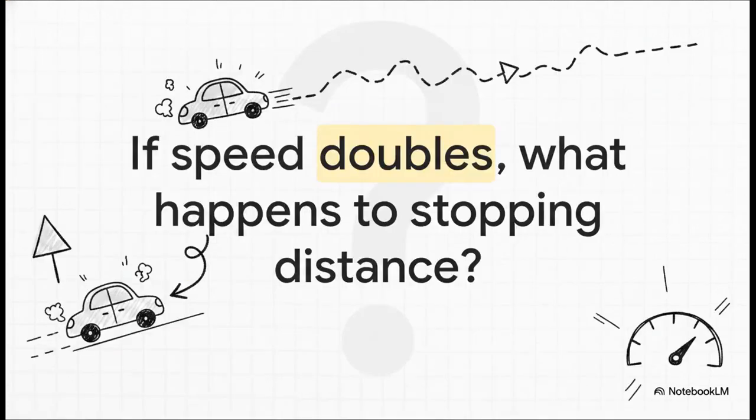Let's look at a very real, potentially life-saving application of this. Imagine you're driving 60 kilometers per hour and you need to slam on the brakes. Let's say it takes you exactly 20 meters to stop completely. Now, what happens if you're going twice as fast, 120 kilometers per hour? Does your stopping distance just double to 40 meters?